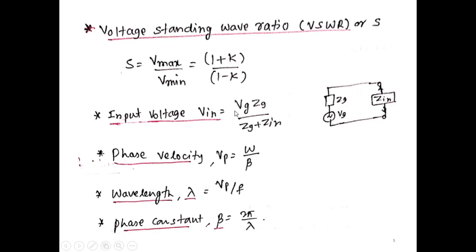And input voltage Vin is given. This is equal to Vg into Zin divided by Zg plus Zin, where Zg is the generator impedance and Zin is the input impedance of the line. Phase velocity Vp is given by omega divided by phase constant beta, and wavelength lambda is given by Vp by f or 2 pi by beta, and phase constant beta is equal to 2 pi by lambda.